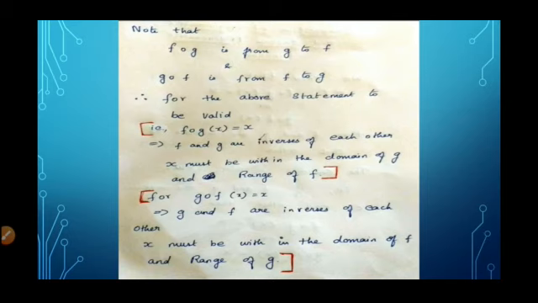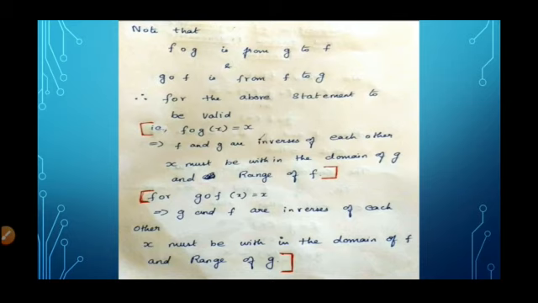Here we have to note that f composition g is a function from g to f, and g composition f is a function from f to g. We are always misguided that f composition g will be from f to g and g composition f will be from g to f, but it is not so. It goes in reverse. F composition g is from g to f and g composition f is from f to g.